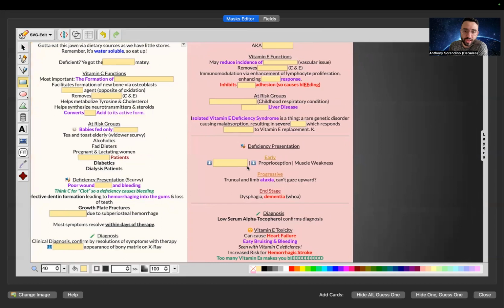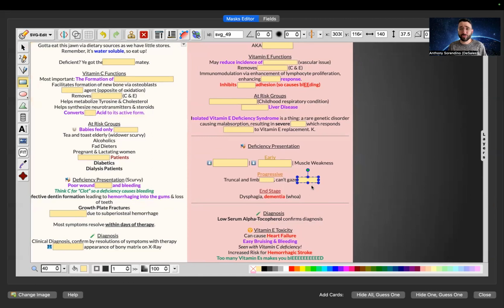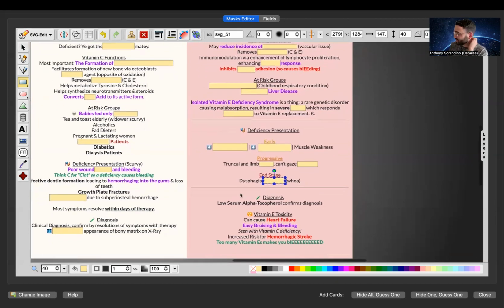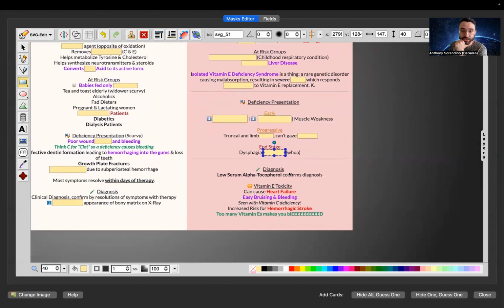Okay, you get these kind of non-specific neuro symptoms up first, in the early stage. Progressive is where you're going to start to get ataxia. And then, this can't gaze upward is an interesting thing. I guess it's a cranial nerve 3 issue. And then end stage, yeah, getting dementia with a vitamin E deficiency. That's pretty crazy. Dysphagia as well. You definitely don't want that. You don't want swallowing airway issues.